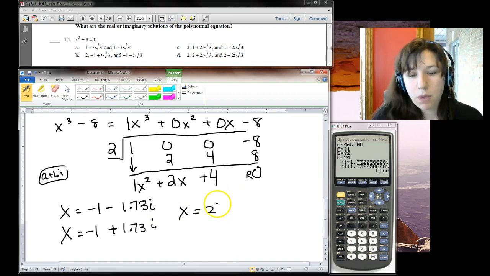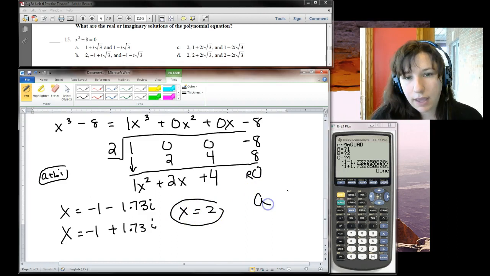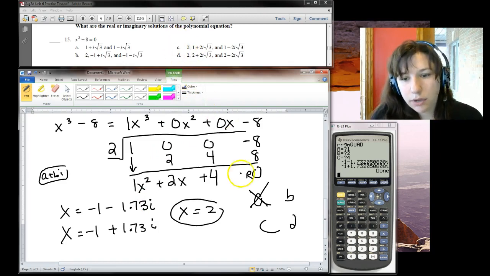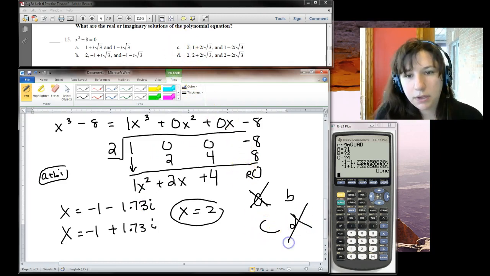And I know from before my other solution was x equals 2. So I'm looking for the one that has a 2 in it. So I have A, B, C, and D. A is out of the question. The 2 is not involved. And then I need a negative 1 and a negative 1. So here they left the root. So I just want to see which one matches. I know D is wrong as well because it says 2 plus instead of 1.